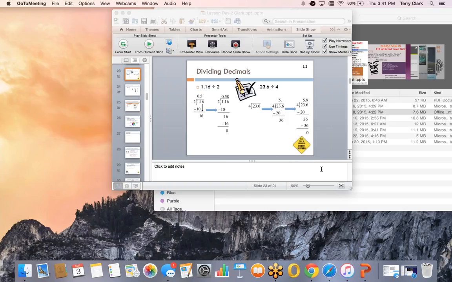All right, so the last step is going to be the decimal. Let me spell it right. The decimal in the dividend must be lined up with the decimal in the quotient. Okay, so that's our last step.